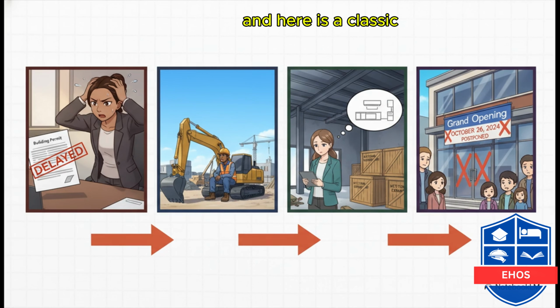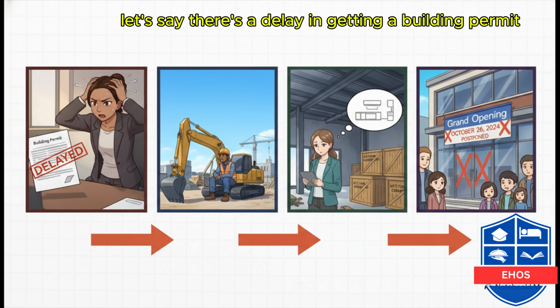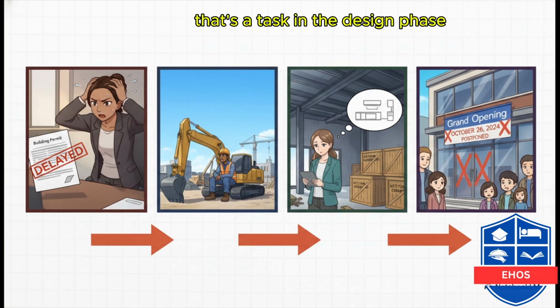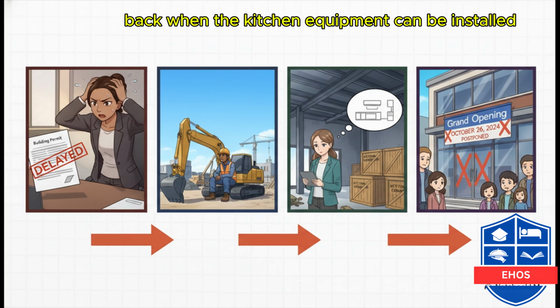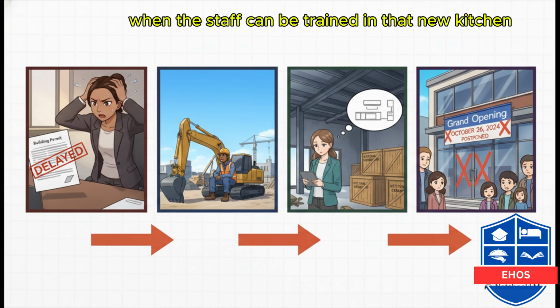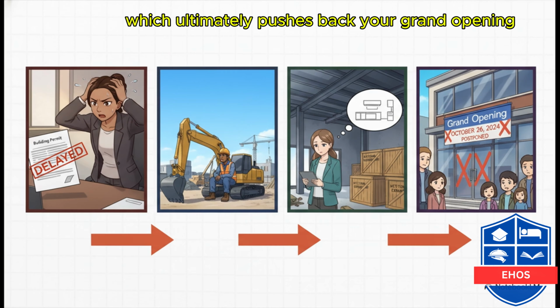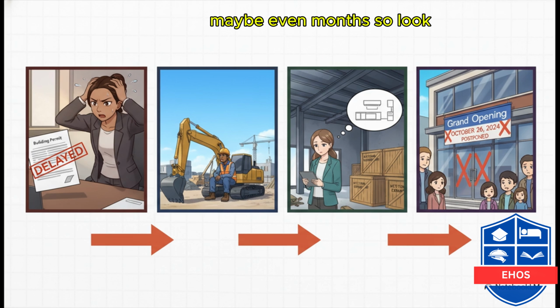And here is a classic textbook example of that domino effect. Let's say there's a delay in getting a building permit. That's a task in the design phase. Well, that immediately stops construction from starting. That pushes back when the kitchen equipment can be installed, which in turn delays when the staff can be trained in that new kitchen, which ultimately pushes back your grand opening. One little permit delay can easily cost you weeks, maybe even months.